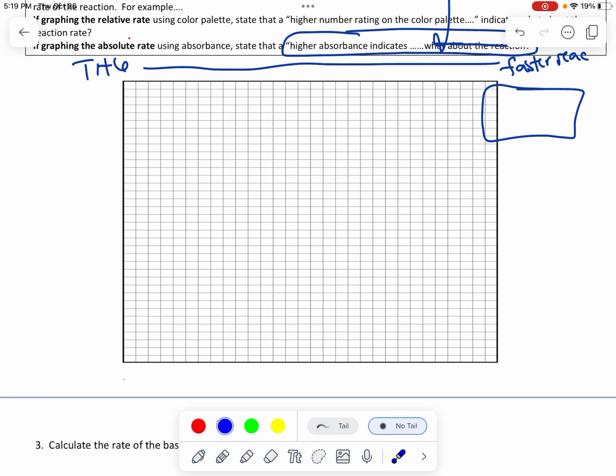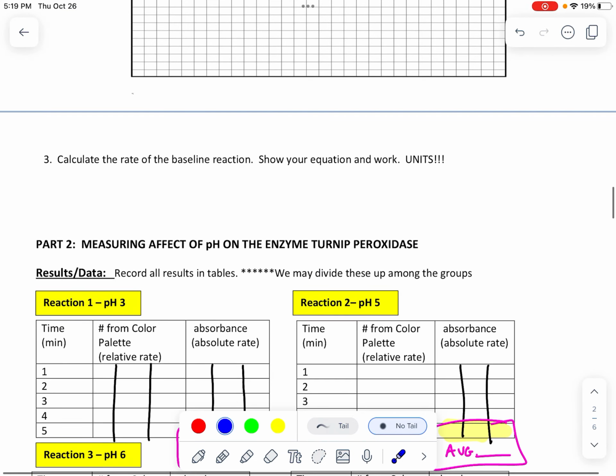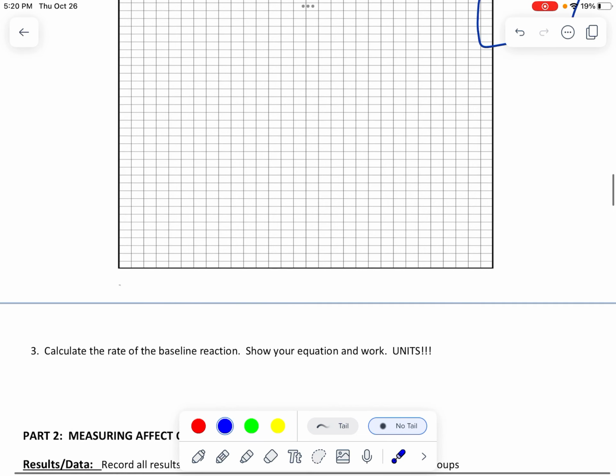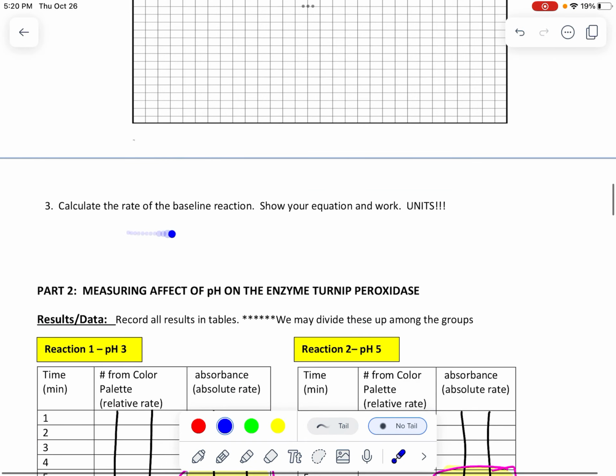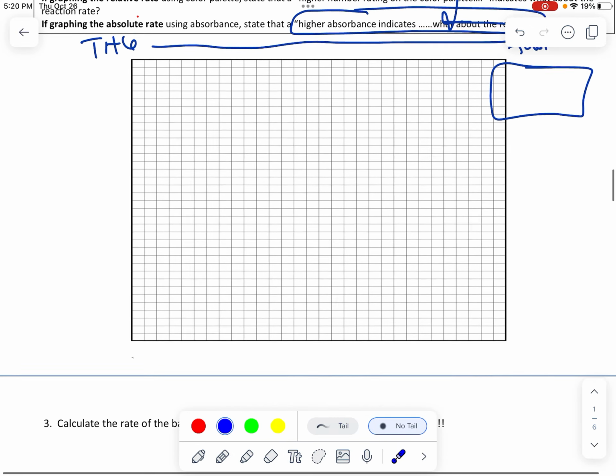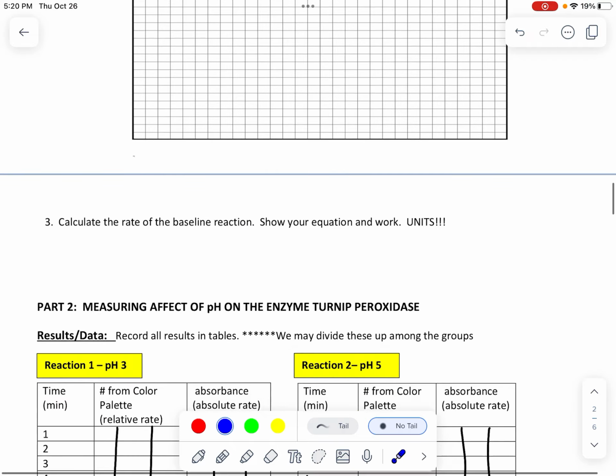So when you're calculating this, you're going to plot that. Then it says to calculate the baseline reaction, just like calculating the slope of the line, delta y over delta x. You can pick 2 points, like the 0 and then wherever it levels off, any 2 points on the line, and show me which points you used and calculate your baseline reaction rate, calculated by absorbance over time. So everybody should be able to do that. I think everybody got part 1 done.